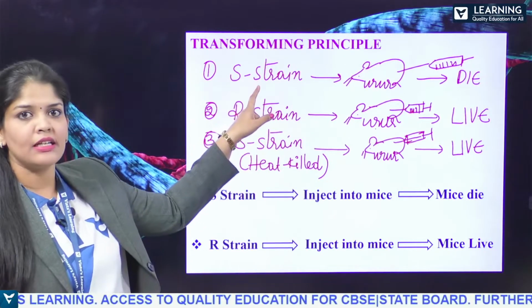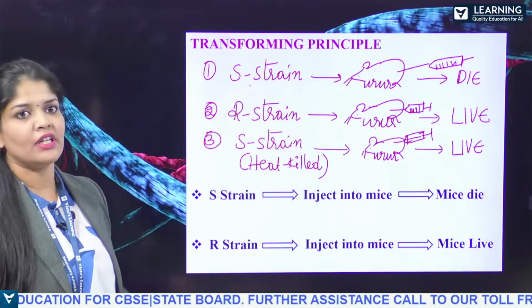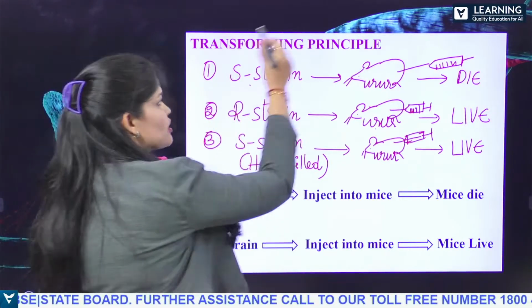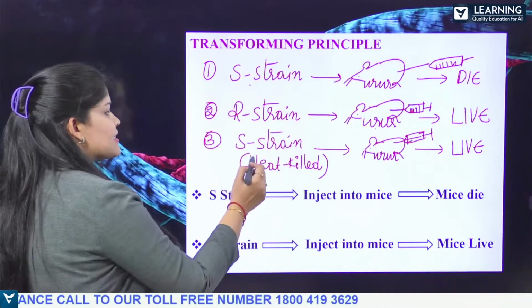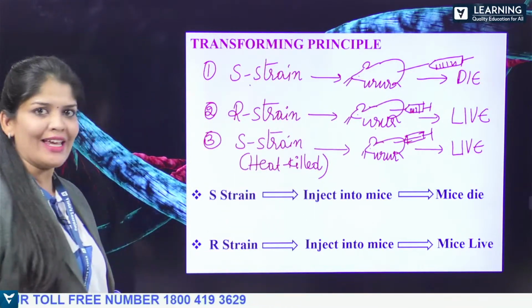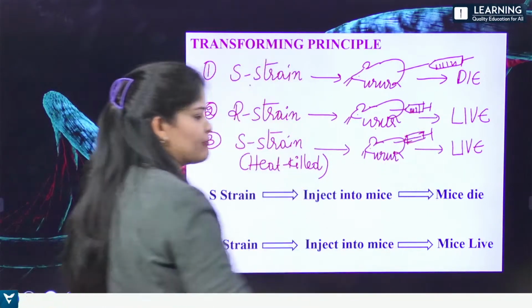Whereas the live form, those strains which are not given heat treatment, can cause pneumonia, which leads to the death of the mice. But here, as the heat treatment is given to the S strain, these S strains are not capable of producing pneumonia, therefore the mice live.